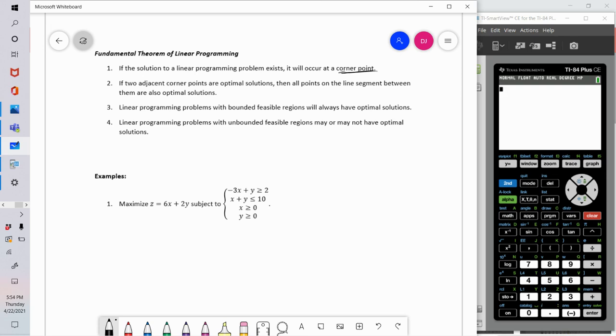If two adjacent corner points are optimal solutions, then all points on the line segment between those are also optimal solutions. That's a scenario I'm probably going to avoid in this video, but basically it means if I have two corner points that are both equally optimal, equally beneficial, then all the points in between would be fine, and there isn't necessarily one of those points better than another.